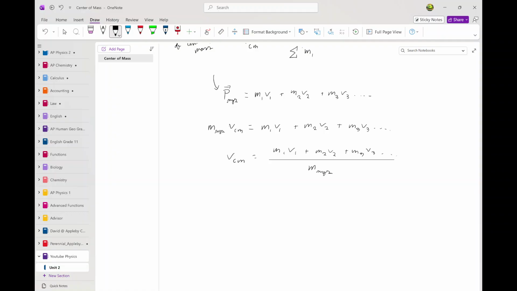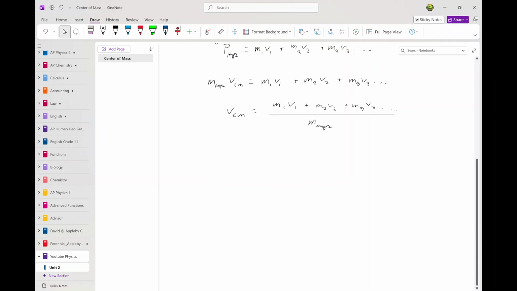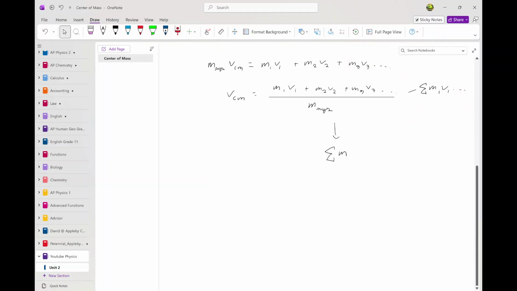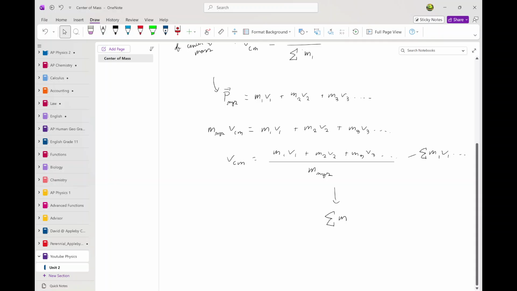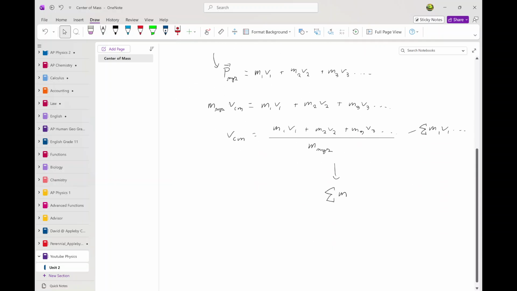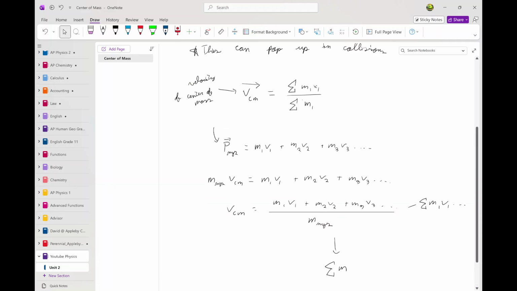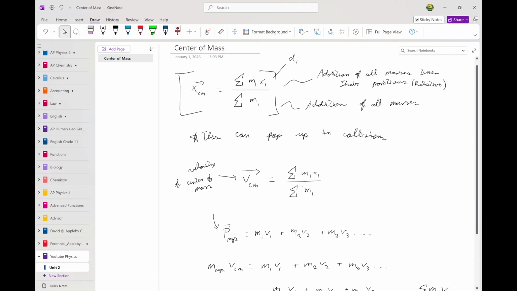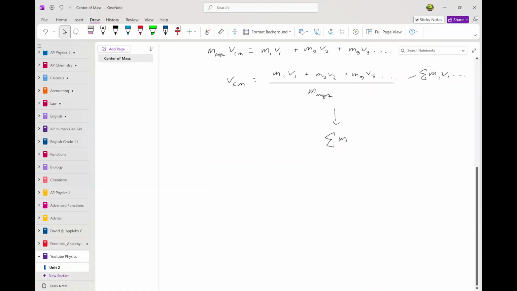Now, what do we know about this? It's actually the addition of all the masses, and this is the addition of all the masses times their velocities. That's how you derive the actual equation. Keep in mind this technically is for the velocity, but it kind of really means the center of mass.